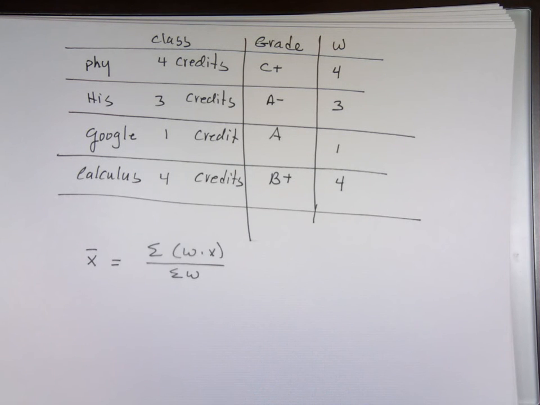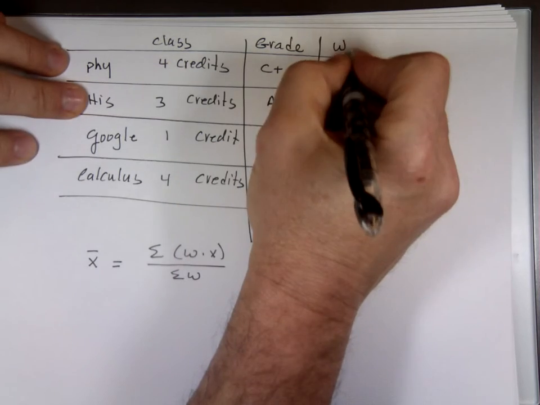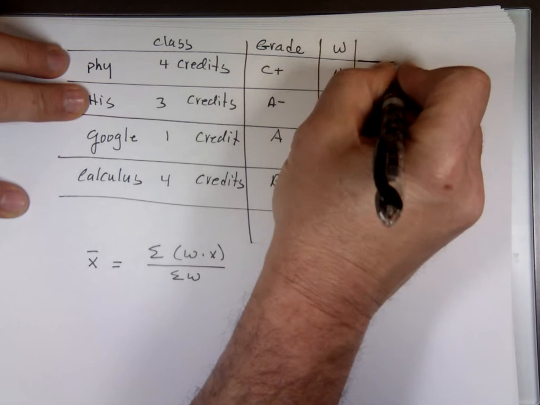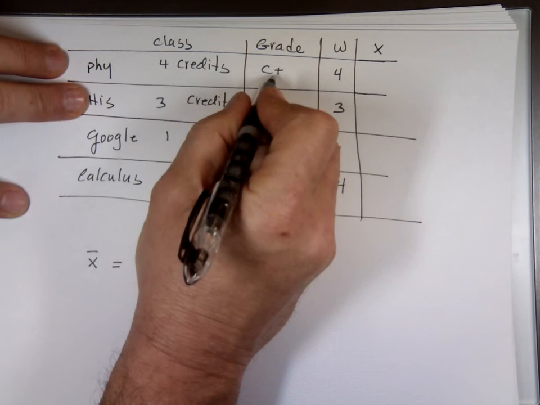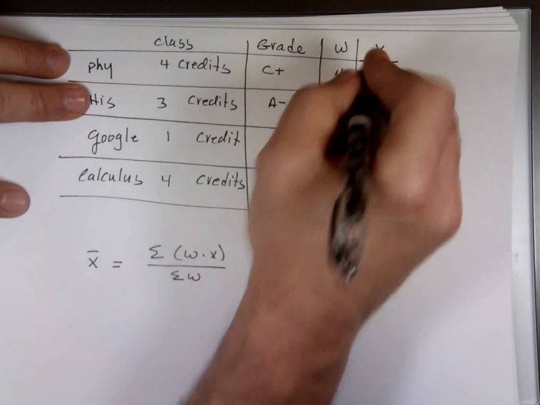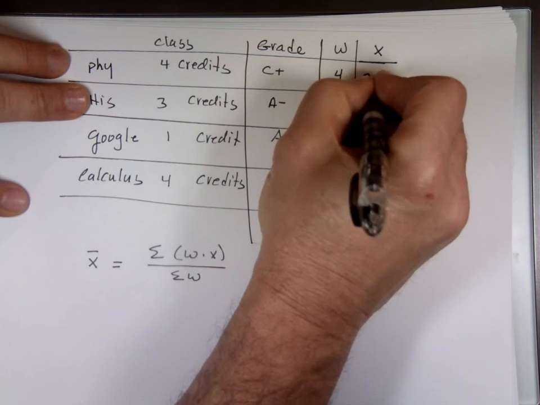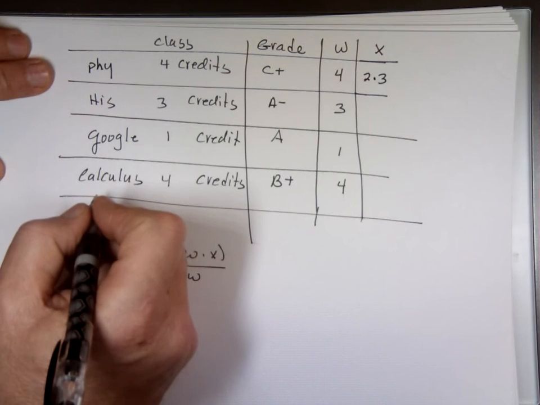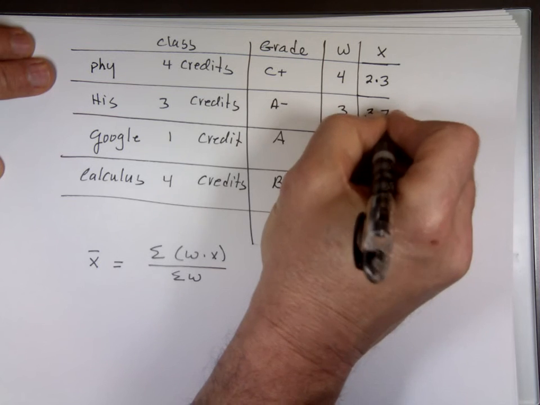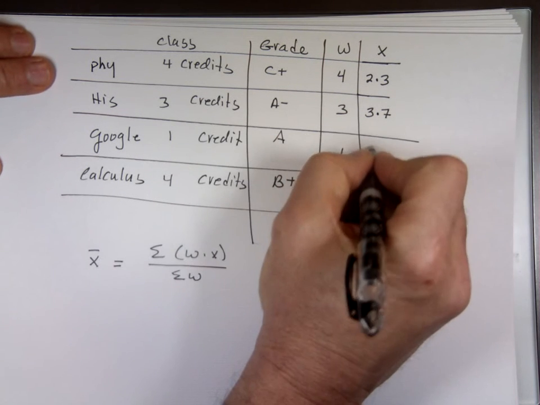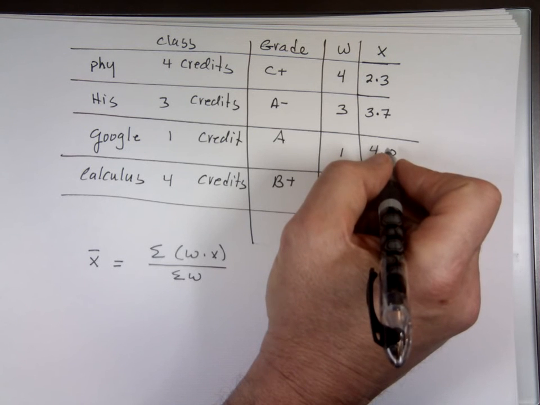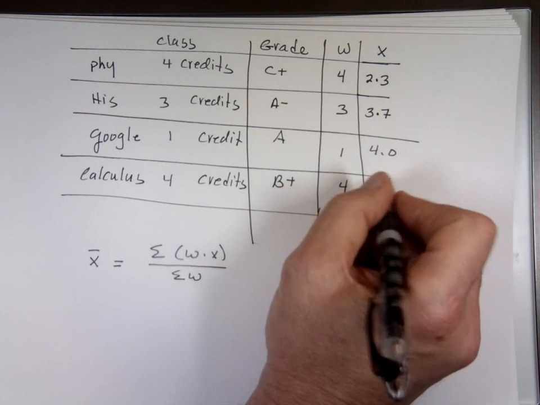And the score, the x value for each class, you probably don't know what A, B, and C are. So a C plus, I think it's 2.3. An A minus is a 3.7. An A is 4.0. And B plus is what? 3.3.